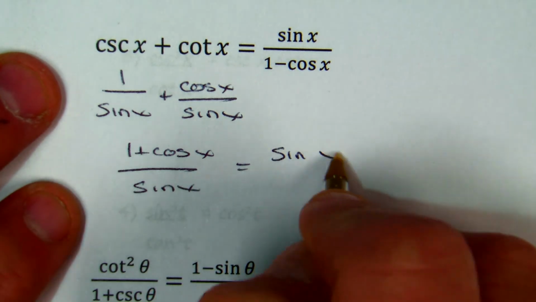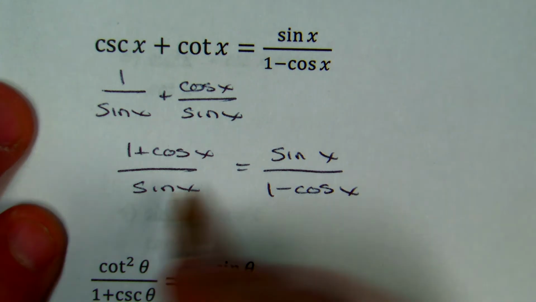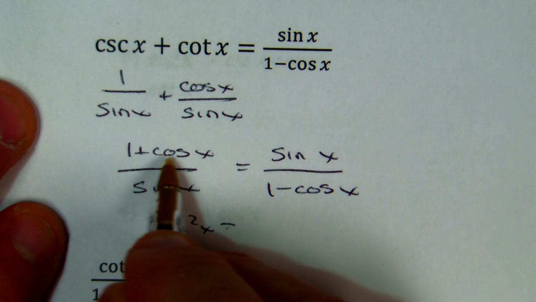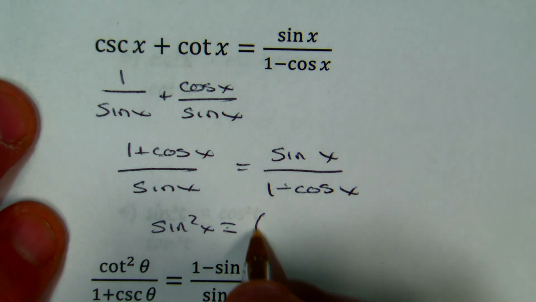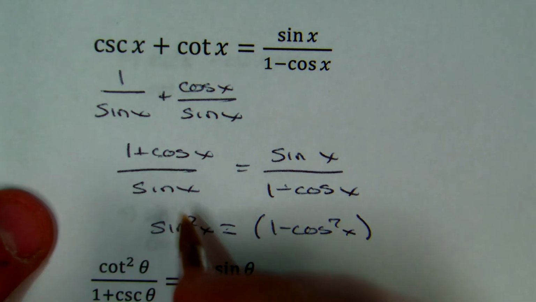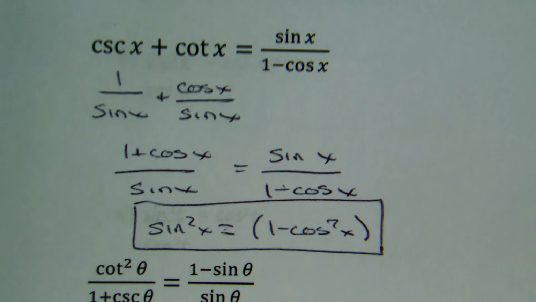Sine x over 1 minus cosine x. And when I cross multiply, the same thing happens. Sine times sine is sine squared x. Positive times a negative. Conjugates of each other is 1 minus cosine squared x. And hopefully you recognize the Pythagorean identity. That is the case.